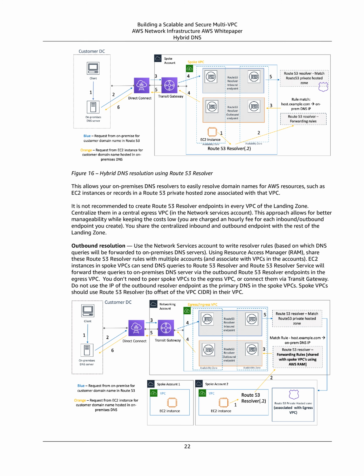Do not use the IP of the outbound resolver endpoint as the primary DNS in the spoke VPCs. Spoke VPCs should use the Route 53 resolver at the +2 offset of the VPC CIDR in their VPC. Figure 17, centralizing Route 53 resolver endpoints in the egress VPC.